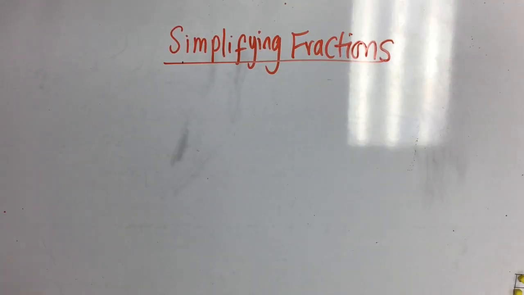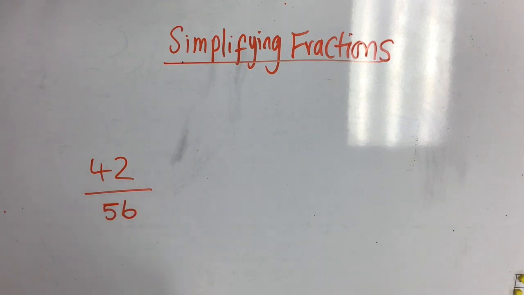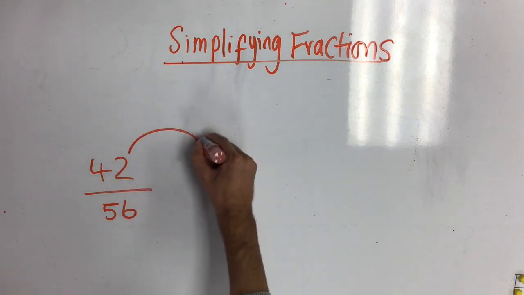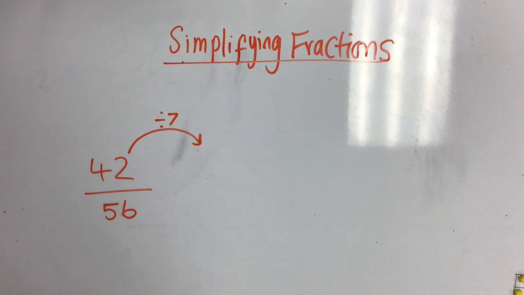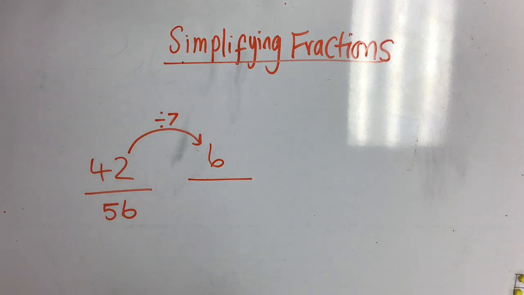In this example, I'm going to show you 42/56. And I need to think about which times tables both of those numbers are inside to help me with my division. See if you can have a little think first. I think that both of those numbers are in the 7 times table, so I'm going to divide them by 7. 42 divided by 7 is 6, and 56 divided by 7 is 8.